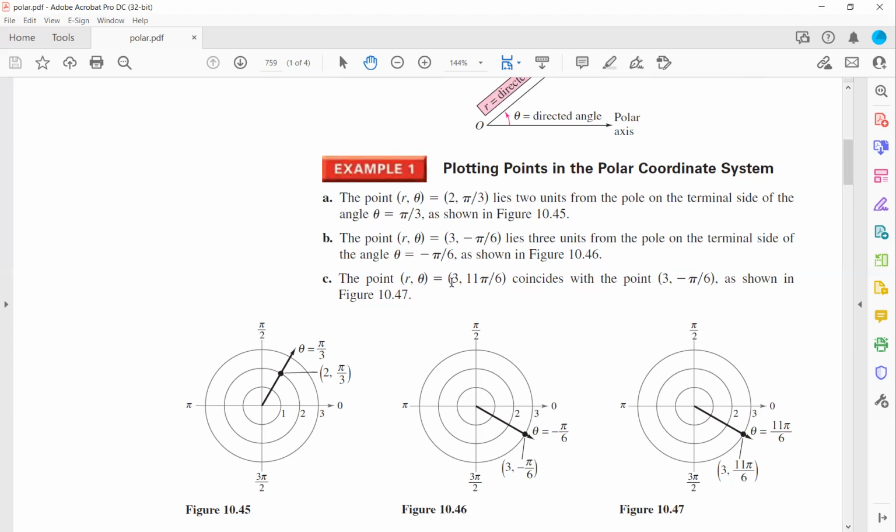Finally, another point, 3 and 11 pi over 6. We know that 11 pi over 6 and negative pi over 6 are coterminal. So, as you can see, here you have theta equal to 11 pi over 6, and the directed distance is 3. So this is the point represented in the polar coordinate system.